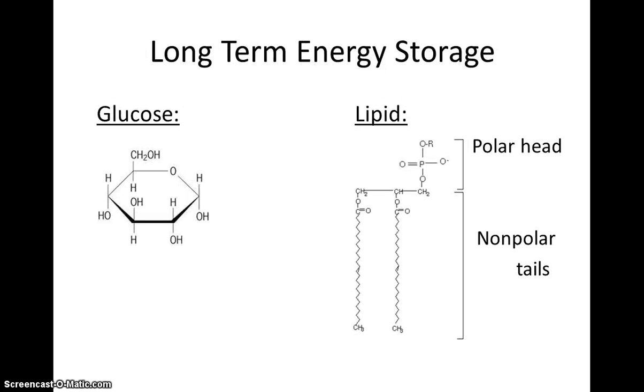As a reminder, glucose and lipids, we haven't seen their structures in a while. Remember, glucose was a 6-carbon sugar, again, with the OSE. And lipids were the things that had the polar head and the nonpolar tails, and they're really long.